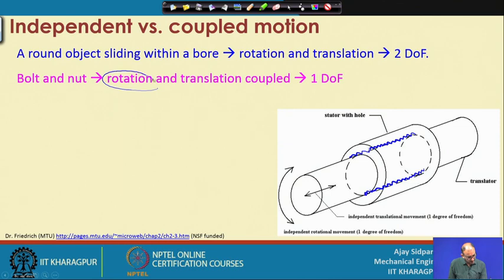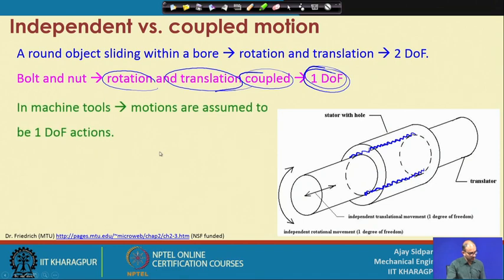So, now if you are rotating it, translation will occur automatically, because now both things are coupled. Only what we have done is put a thread, nothing else. So, now we can say this is only a single degree of freedom, because you cannot get independent motion. If you want to rotate without translation, it is not possible, because when you rotate, it will automatically translate inside it. And if you want just translation, it is not possible, because you have to rotate to get the translation motion. So, both things are coupled with each other, and that is why it is called 1 degree of freedom.